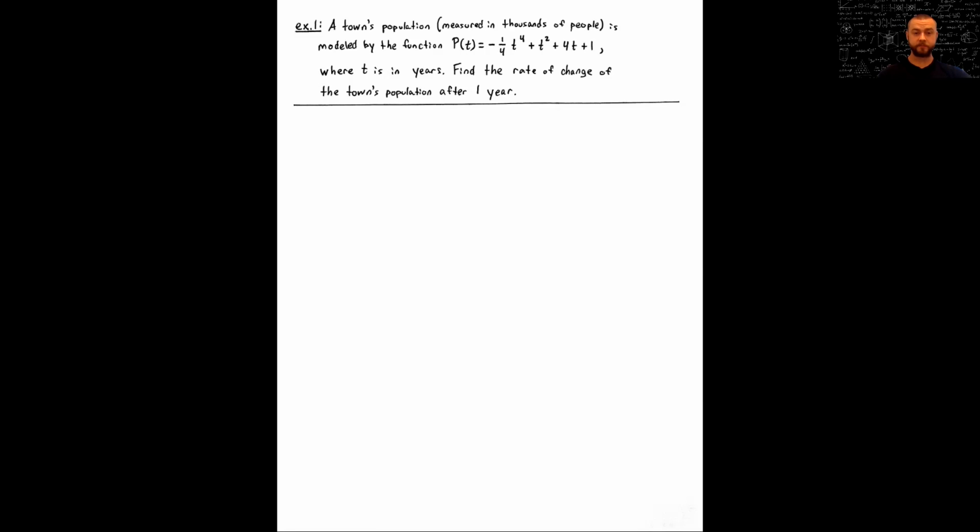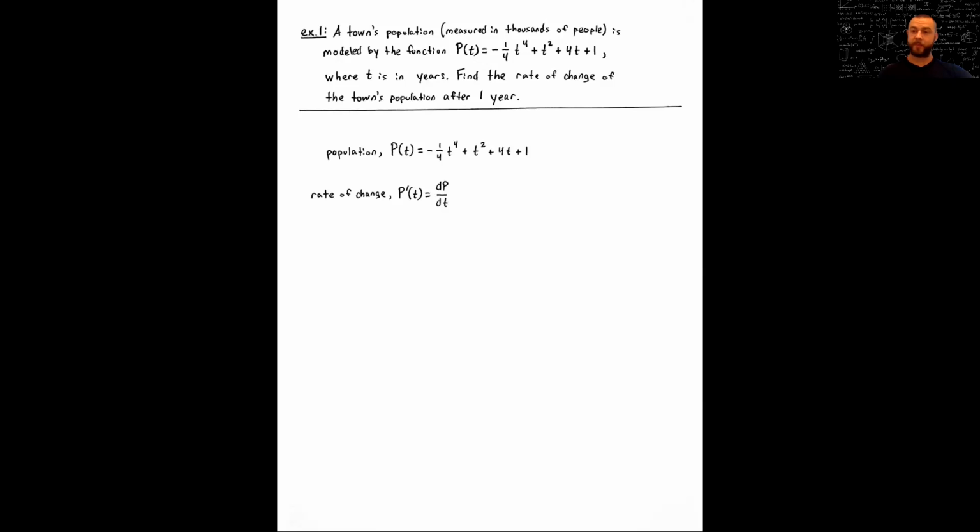All right, welcome back. So the population here is given as P of t equals negative a quarter t to the fourth plus t squared plus 4t plus 1. Since the question wants us to find the rate of change of population, we're going to calculate a derivative. Now, just make sure you're comfortable with the notation.